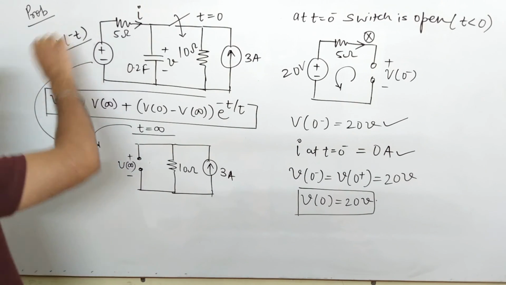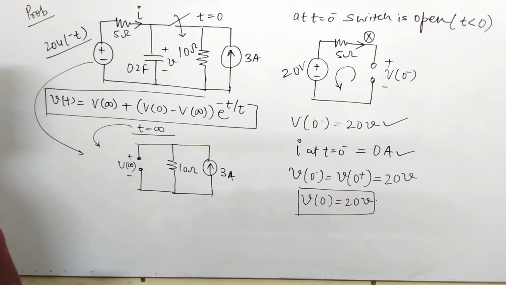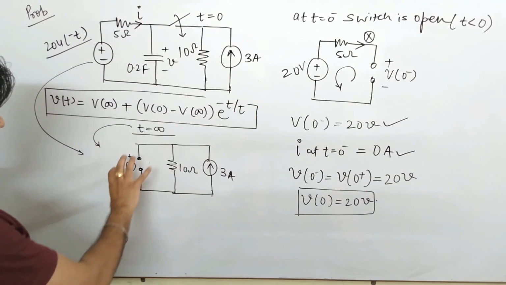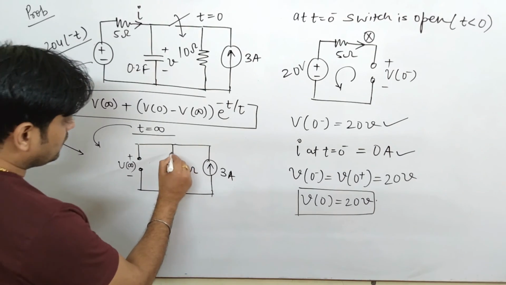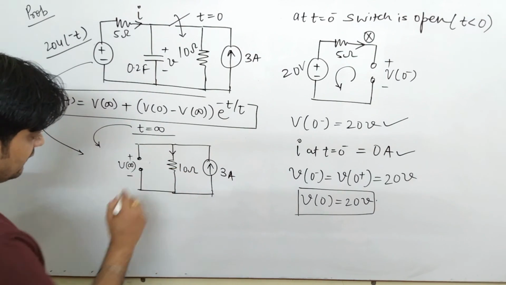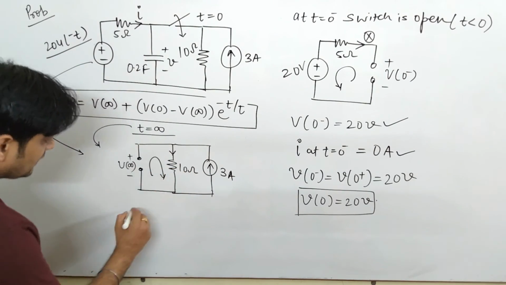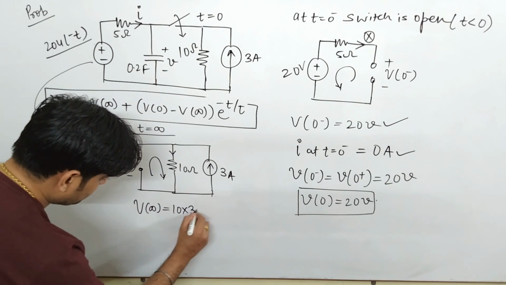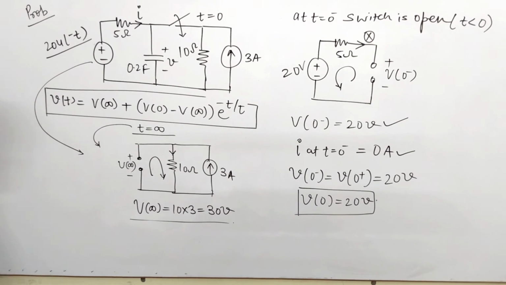I mean, there is no use of this voltage. Why? Because it is for u minus t, but when we are talking about positive time, there is no significance. It will be removed from the network. And now this is your circuit. This 3 ampere current will directly flow here, and just by applying one KVL, you can get the value of v infinite, which comes to be 30 volt.